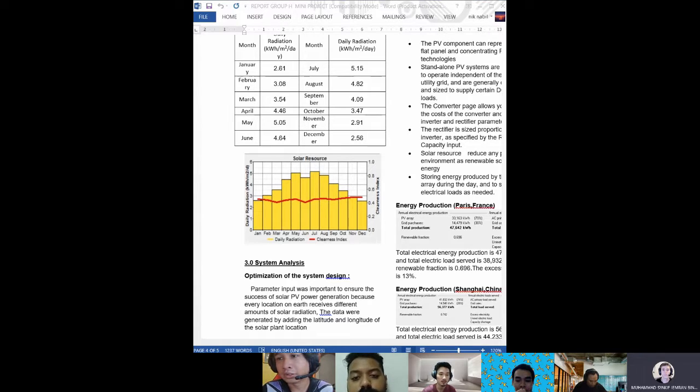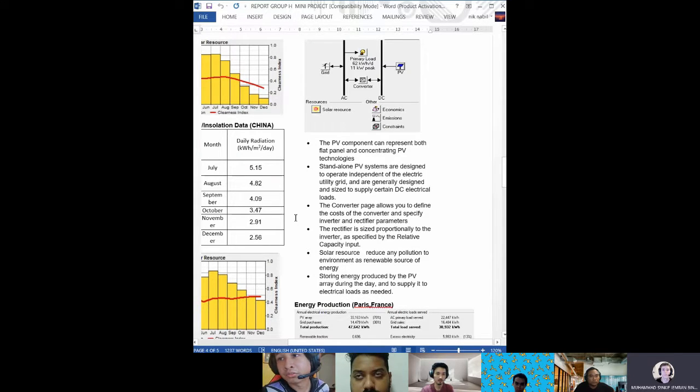And for the report, for the optimization of the system design, the parameter input was important to ensure the success of solar PV generation because we base the data on each location. For example, for China, we use the data from the region, and for France, we use the right data from the region. The PV component can represent both flat panel and concentrating PV technologies.